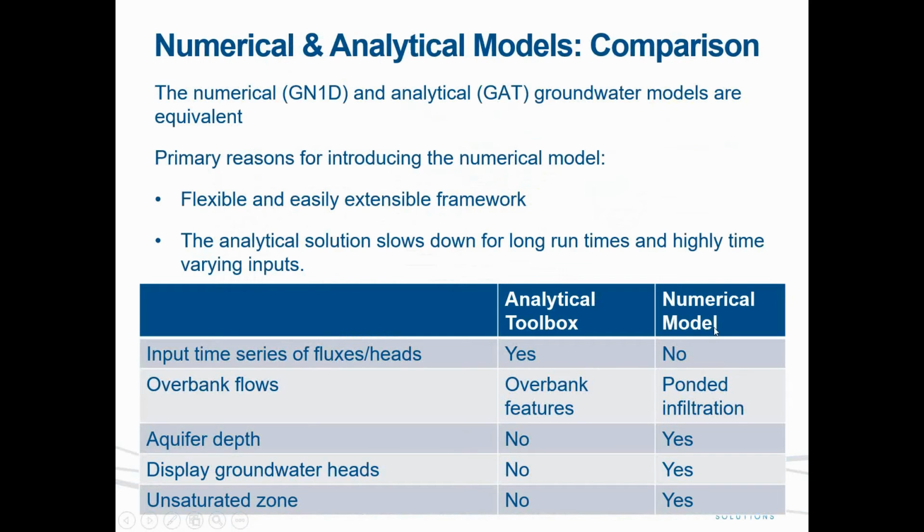The numerical and analytical tools can be configured to produce equivalent solutions. The primary reason for introducing the numerical groundwater model is that the finite difference scheme provides a flexible and easily extensible framework if we want to introduce new functionality in the future. The other reason was that the analytical solution tends to slow down for very long simulation times, or if we have highly time-varying inputs, and that's to do with how it solves the analytical groundwater flow equations.